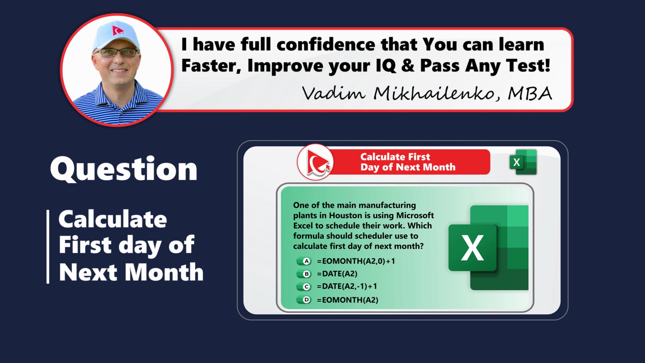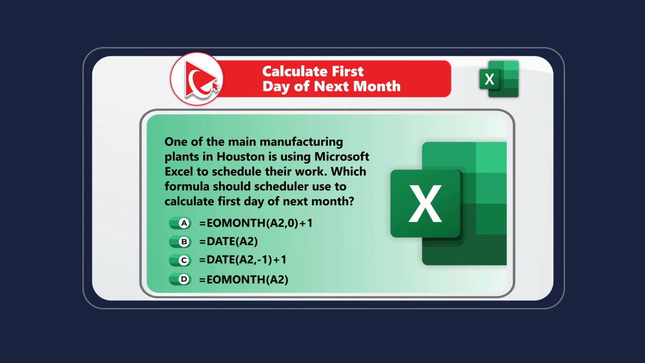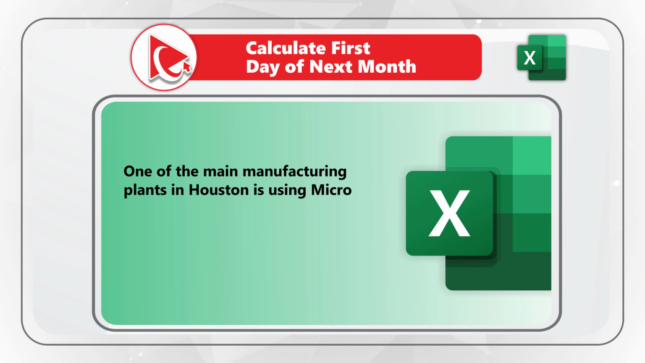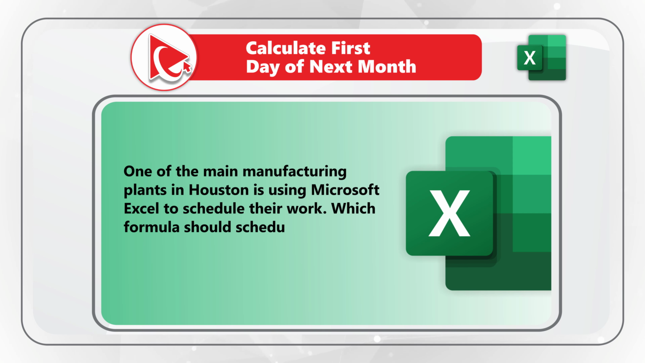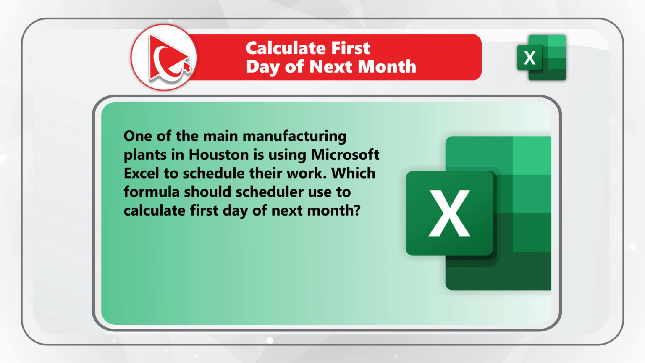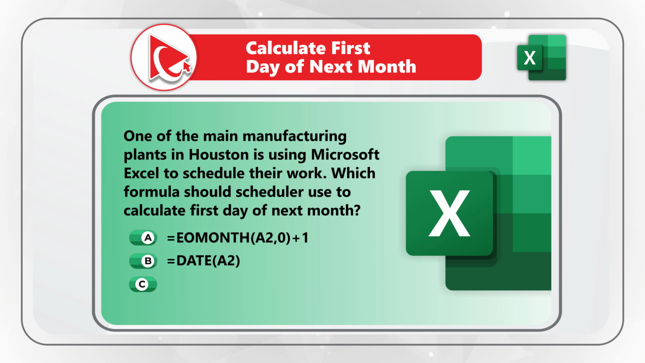Here's the very interesting Excel test question where you need to calculate the first day of the next month. One of the manufacturing plants in Houston is using Microsoft Excel to schedule their work. Which formula should the scheduler use to calculate the first day of the next month? You're presented with today's date, which is February 10th of 2023, and you have 4 different choices for the formula. Choice A, month with the parameters A2, 0 plus 1. Choice B, using the date formula. Choice C, using the date formula but with different arguments.